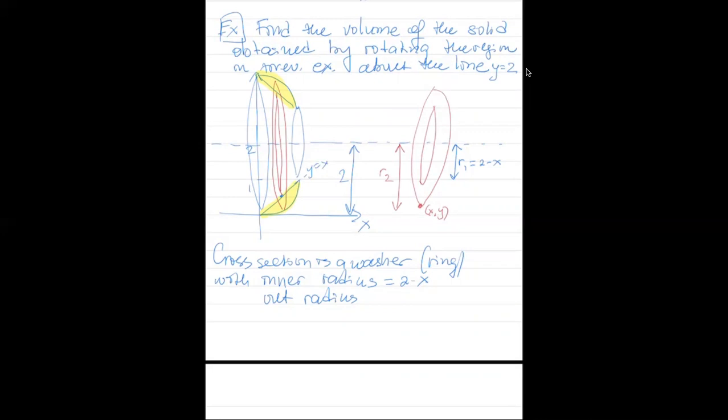So this is 2, and from here, this distance is x. So our radius is 2 minus x. Why is it x? Well, it's actually x equals y because we're on the line y equals x. The outer radius is equal to 2 minus x squared. Again, all the way down to here is 2, and x squared is y.